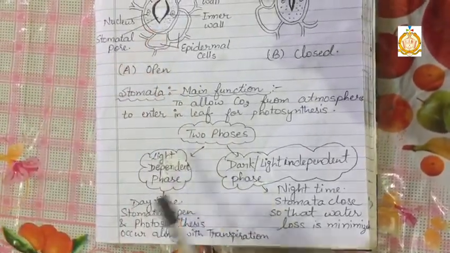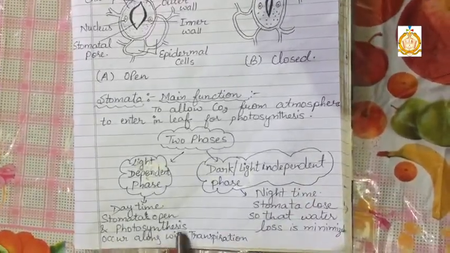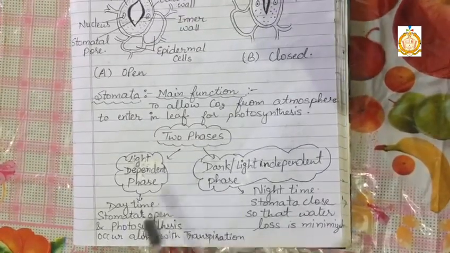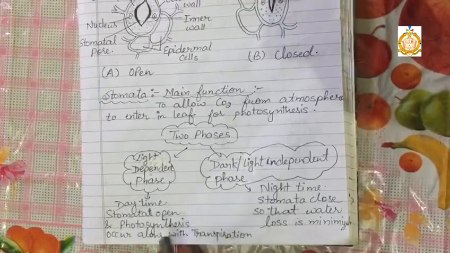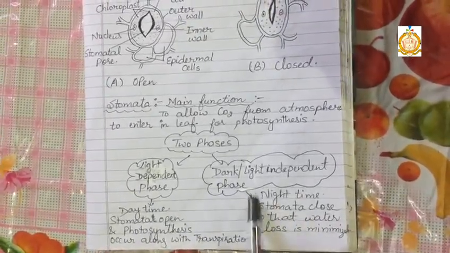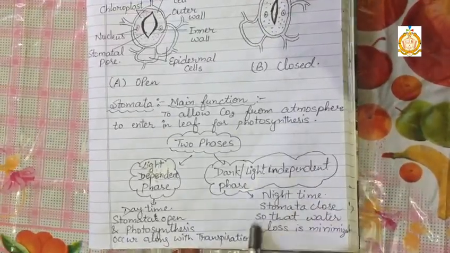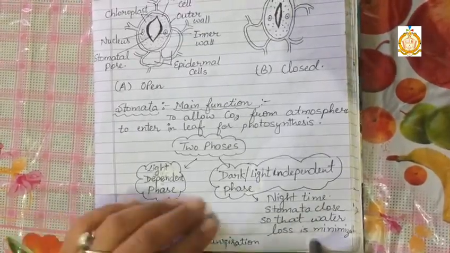and because they are open, they will trap the water as well as the carbon dioxide, and the photosynthesis process will take place along with the transpiration process also. When they are open, a small amount of water is also converted into vapors, so photosynthesis always occurs along with transpiration. The second is the dark phase, in which the stomata are closed to prevent water loss. They prevent the water loss in the night time, and at that time they are closed.